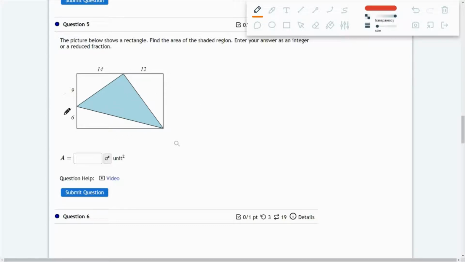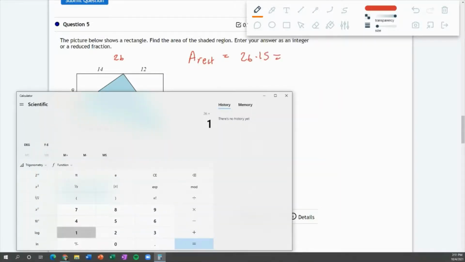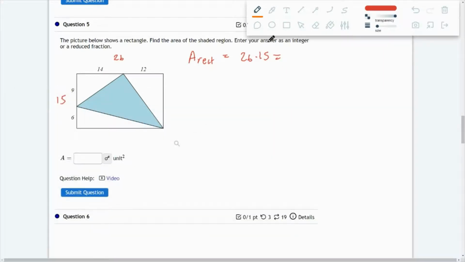So that's why it's better to just figure out the area of the whole rectangle and then subtract those little areas. To start, my whole base on the top is 14 plus 12, which is 26. The height on the left side of the rectangle is 9 plus 6, which is 15. So area of rectangle equals 26 times 15. This is a very big number, I need a calculator for it. That's 390. So 390 is the area of the whole rectangle.